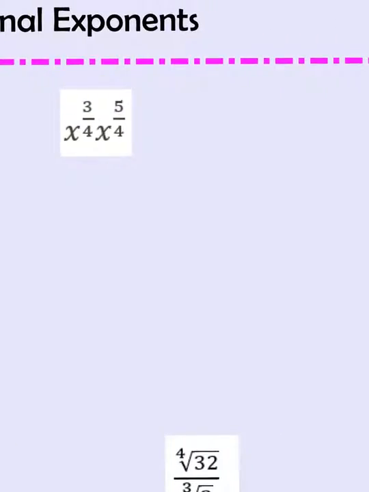Now this one is an interesting one because these are both x's. The previous one had an x and a y, but these are x's. I'm multiplying like bases. So remember, when you multiply like bases, don't you add the exponents? So I've got x to the 3/4 plus 5/4. They have like denominators, so I can add the numerators. So I get x to the 8/4, which is x squared. So I didn't have to do any conversions, no prime factoring, nothing.